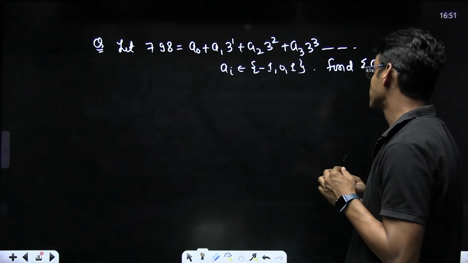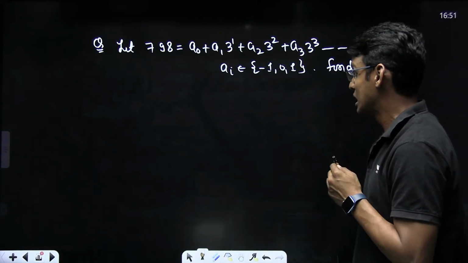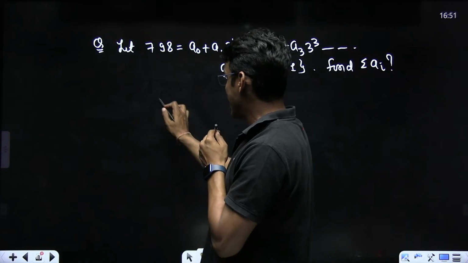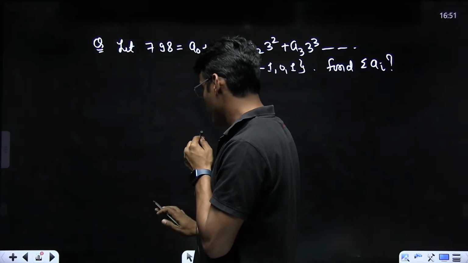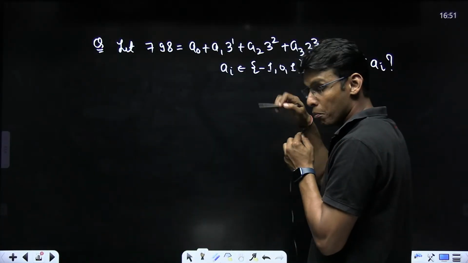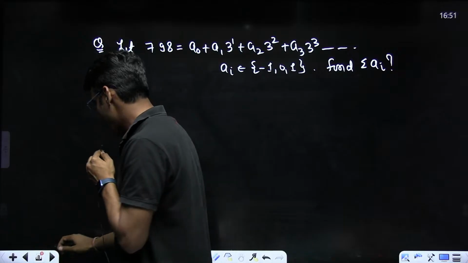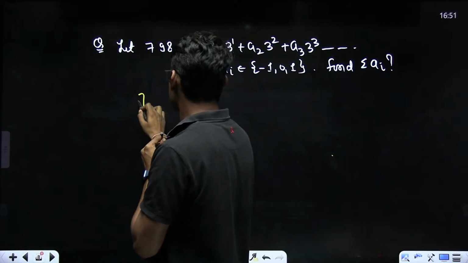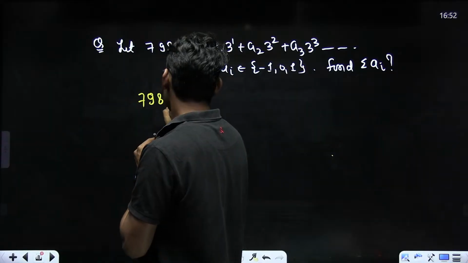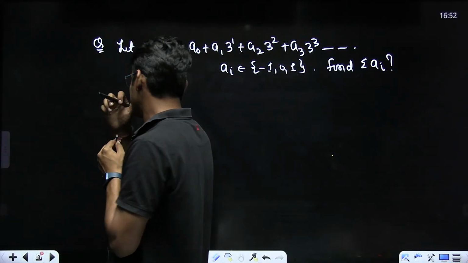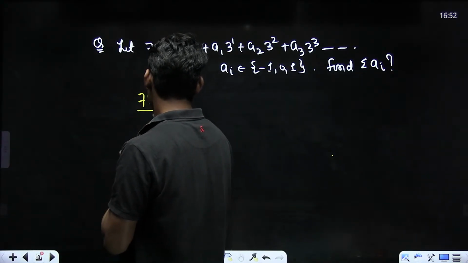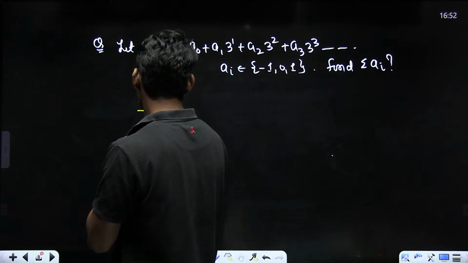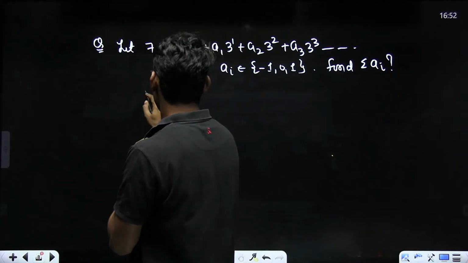Zero. Are you sure? So how do we write it? So first of all, since base 3 is involved here, I will write 798 in base 3. See, 798 divided by 3. It's a very big number. It is going to be a very big number.